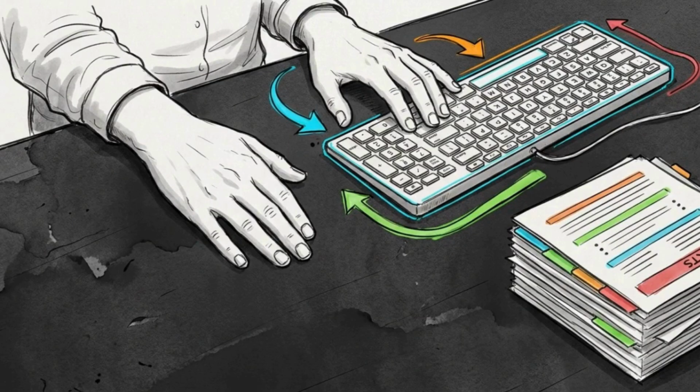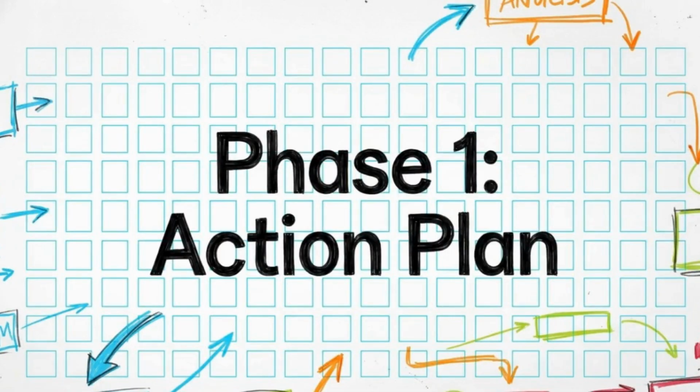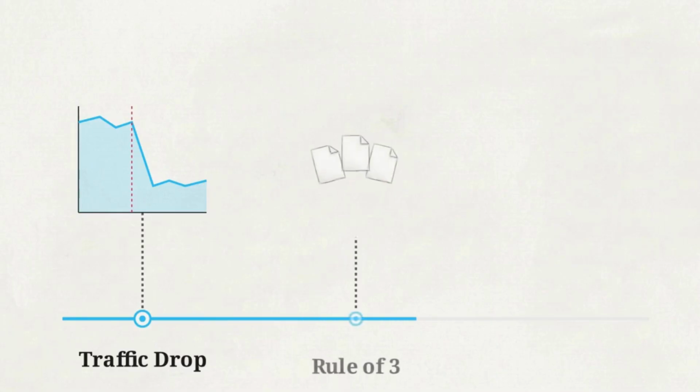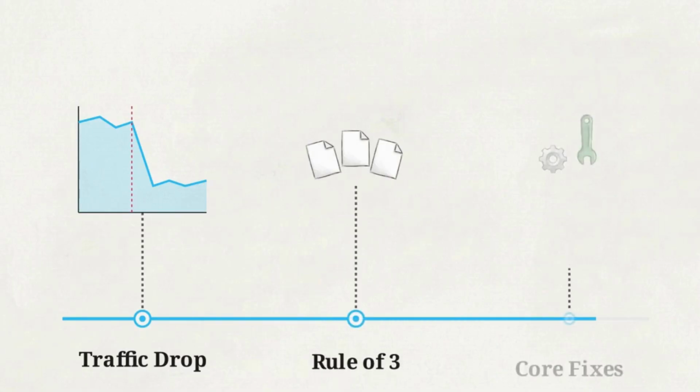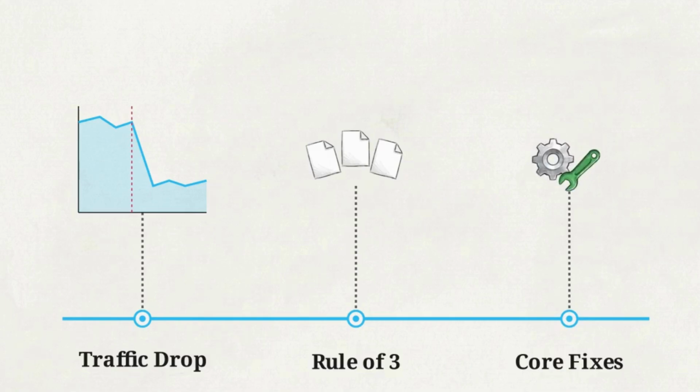Instead of tearing down your website, we are going to run a data-driven mini audit. By the end of this process, you will know exactly how the update affected your traffic. You will isolate 3 specific pages to work on, and you will apply core fixes that actually improve your site.